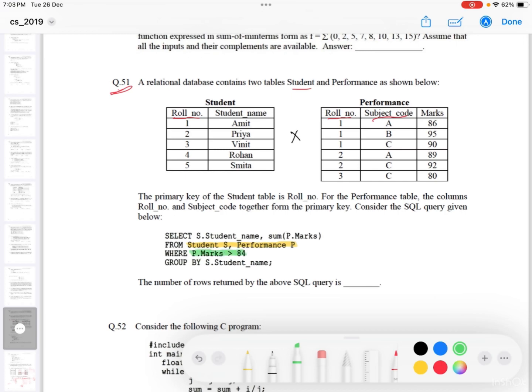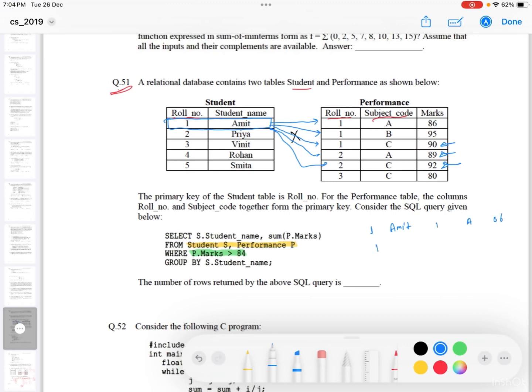So in the cross product, what are the tuples that you are going to get? We will select this first row, right? And if we are taking the cross product, then let's check the marks also, so that we satisfy this condition, right? So marks should be greater than 84. We can take this because marks is 90, and we can take this because marks is 89, and we can take this also because marks is 90. We cannot take this, right? Because here, sorry, marks is 80. So what we are going to get is 1 Amit, and with this we will have the roll number 1 and the subject code A and marks 86.